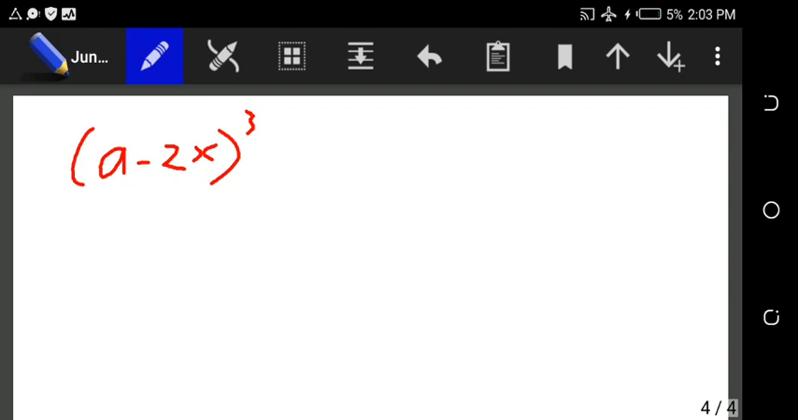So remember that we are to use our combinations, and the first thing we need to do: the power is 3. That means our n in this case is equal to 3. It will remain unchanged. However, your r will start increasing from 0 until you get to 3. So we have the first one, which is 3 combination 0, we have a raised to power 3, then the bracket minus 2x.